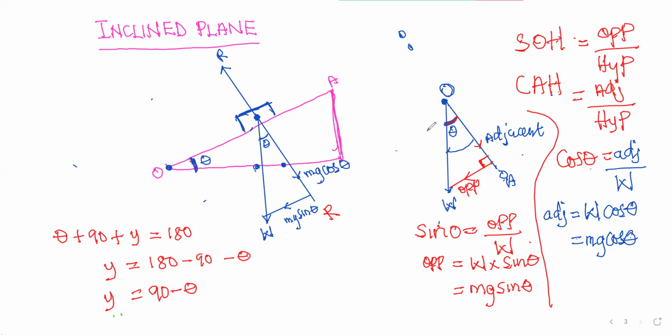Sir, please, I don't understand the cosine. How you got the W and the sine to the W? You see, W is the weight of the object on the inclined plane. So the weight is the hypotenuse. You see this rectangular thing I've drawn is the object. So the weight of this object on the inclined plane is W. Okay. Are you okay? Yes, sir.